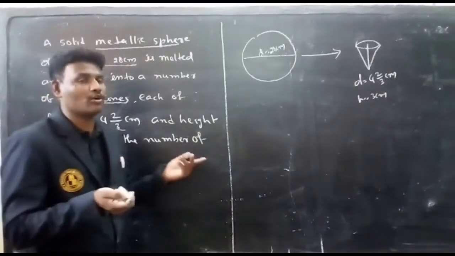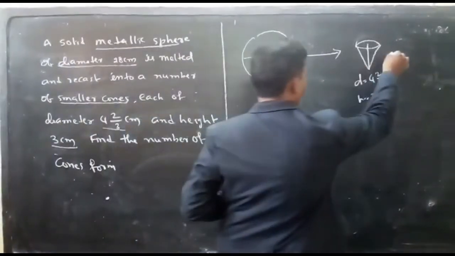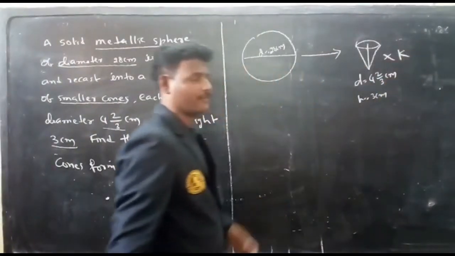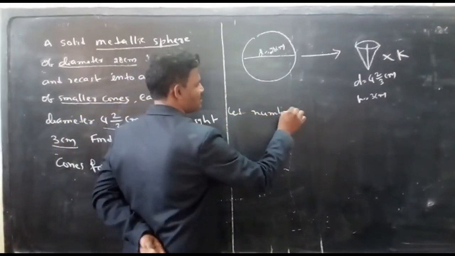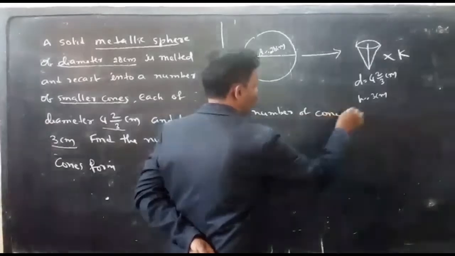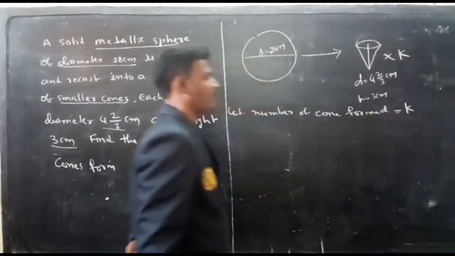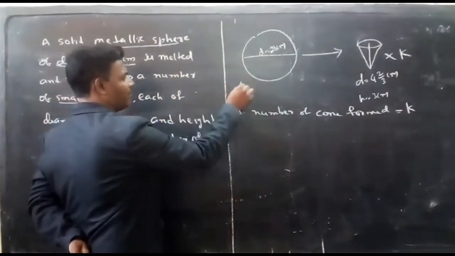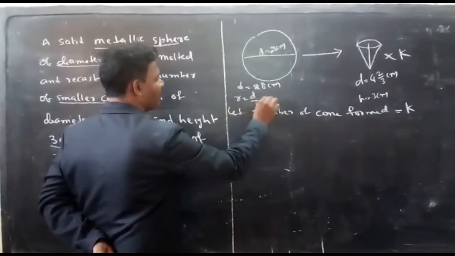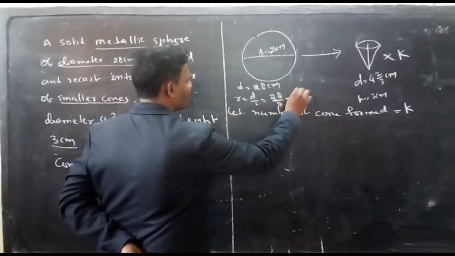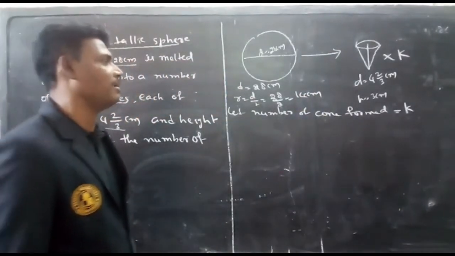Here it means I don't know how many cones are formed from the sphere. Let the number of cones formed be K. I am taking a sketch. And what is the diameter given? Diameter is equal to 28 centimeters. Then R is equal to D by 2 is equal to 28 by 2 is equal to 14 centimeters. So the radius of the sphere is 14 centimeters.